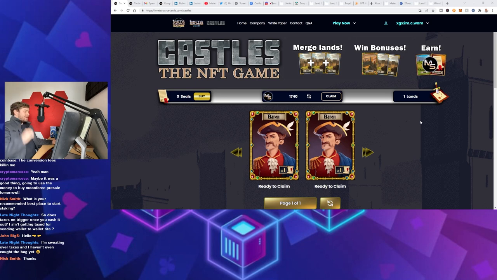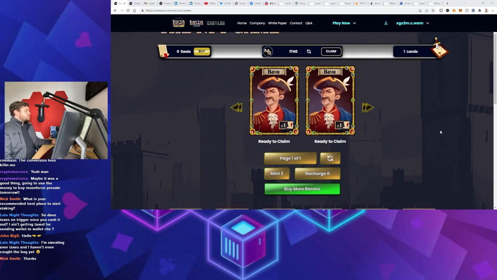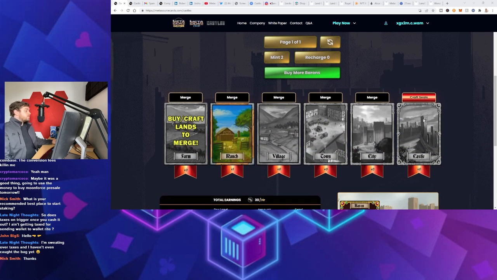So the second game that we're going to be talking about is Castles, the NFT card collecting stacking game. So why should you care? Okay, why should you care about Castles? Well, it's pretty straightforward. In essence, you collect lands. Let's say you have three lands. You can merge those three lands together to get a ranch. You can merge three ranches together to get a village. Onward and onward and onward.